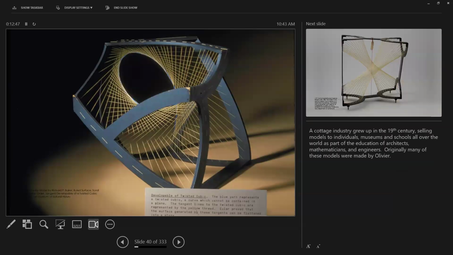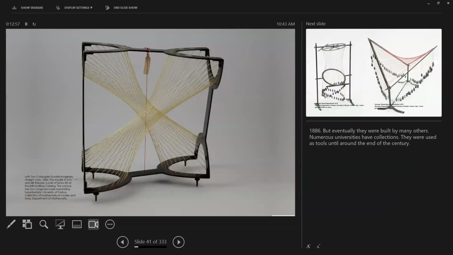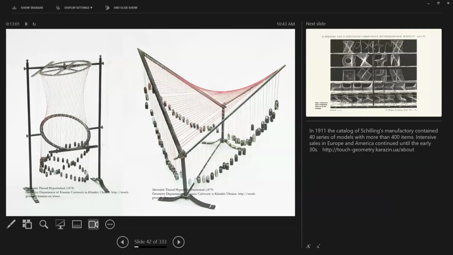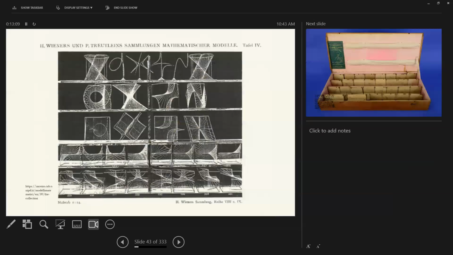So there was a whole industry that grew up in the 19th century of making all these models, selling them to museums around the world. Originally, many of them were made by this man, Olivier, Monge's student, but also many others were made. And there are many collections with these things all around the world. Harvard has some. Here you can see the weights hanging from the model. And they were of all kinds.